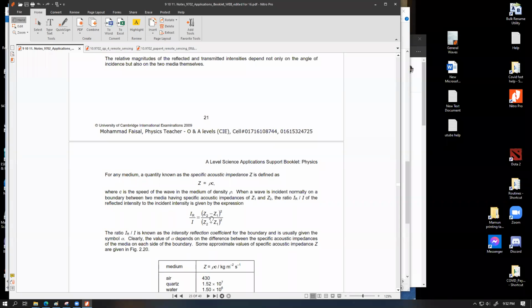Which is bigger or smaller doesn't matter because we are squaring this thing, but you have to understand that the subtraction goes on the numerator side and the addition goes on the denominator side, because obviously this fraction cannot be bigger than 1. So unless you are really bad at maths, you cannot mess this up. IR by I equals subtraction square divided by addition square.